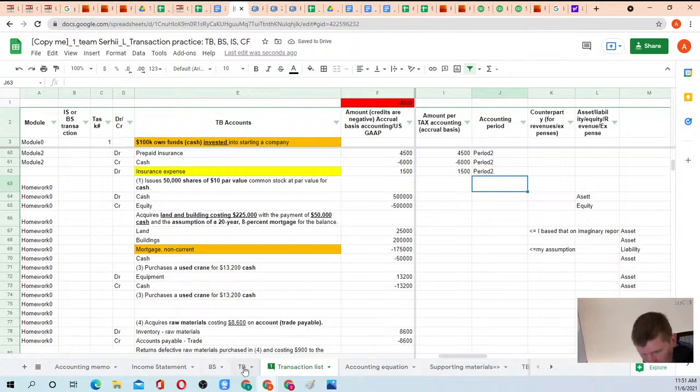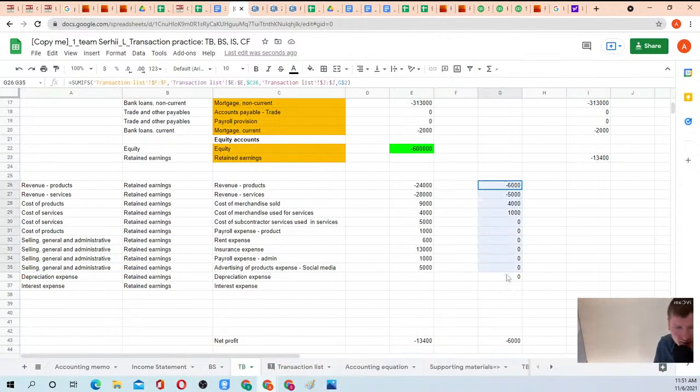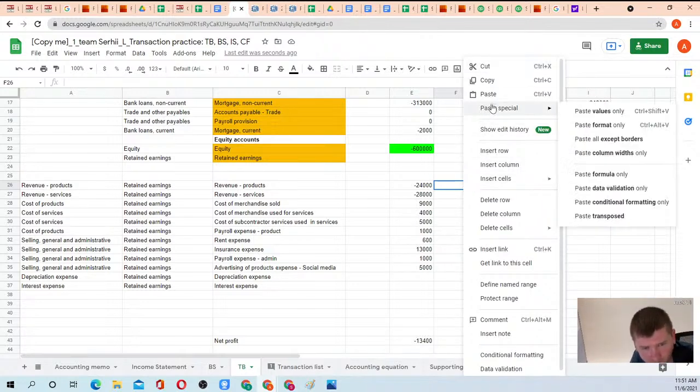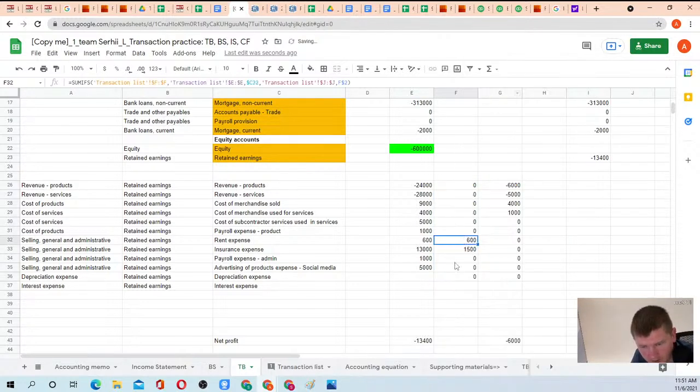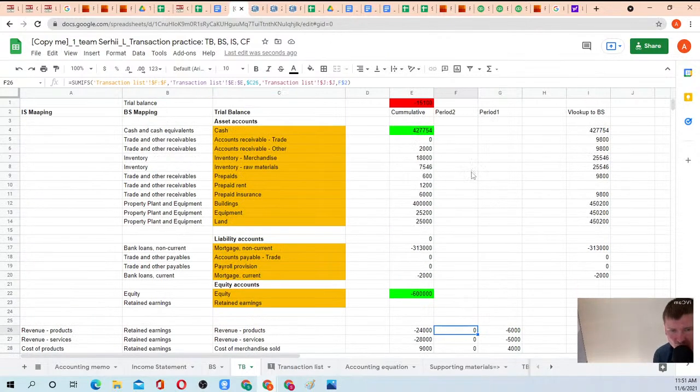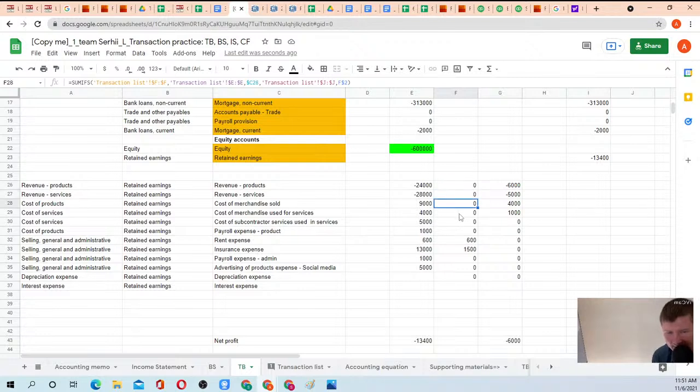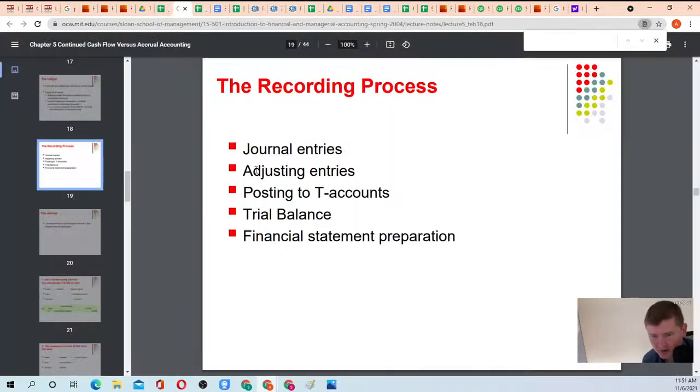Okay, and I will just copy the formulas here. Yeah, so we only mapped a bit of expenses here, and you see that for period 2 I have zeros here, so that is an equivalent to zeroing out the transactions. We are running out of time a bit.